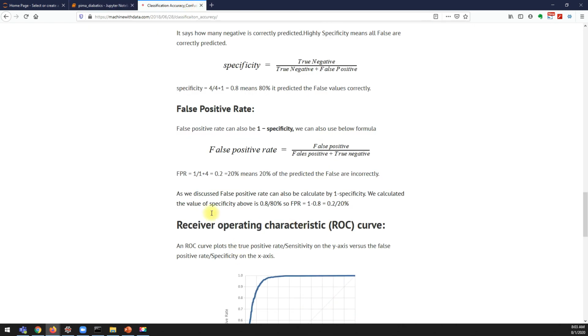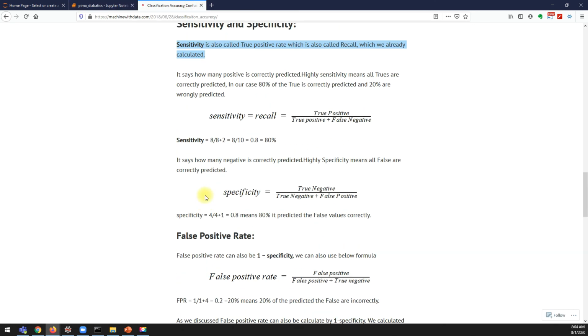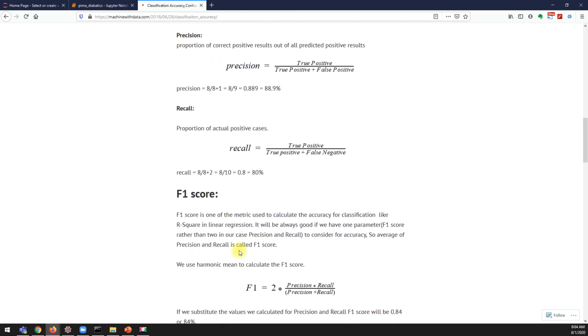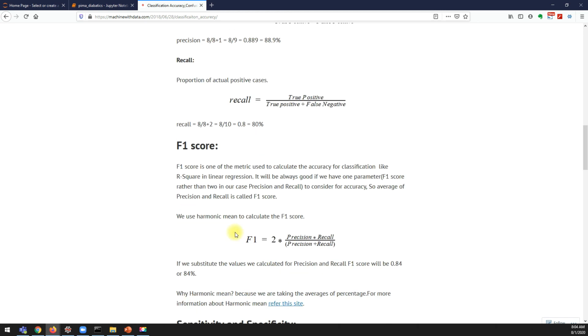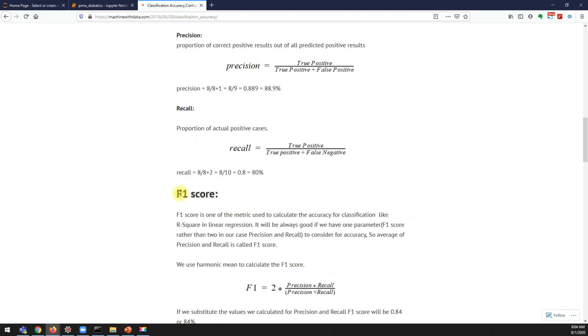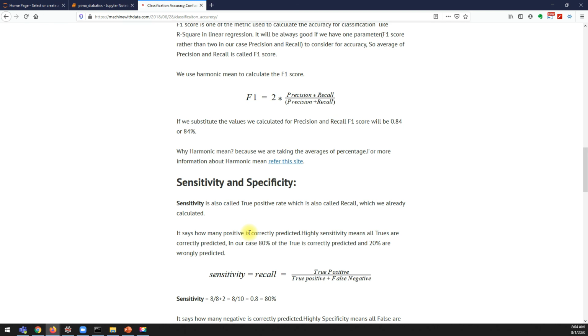There are even more classification accuracy metrics available, but these are the widely used ones. So whatever we discussed is precision, recall, specificity, false positive rate, false negative rate. We talked about F1 score. In F1 score we again have different metrics like F0.5 score, F1.5 score, F2 score. What they do is give the weightage to your precision or recall, depending on the score you selected.